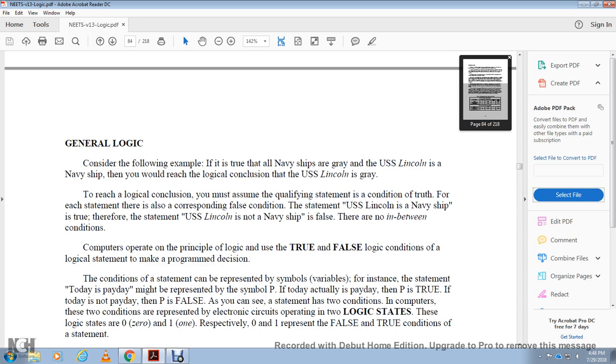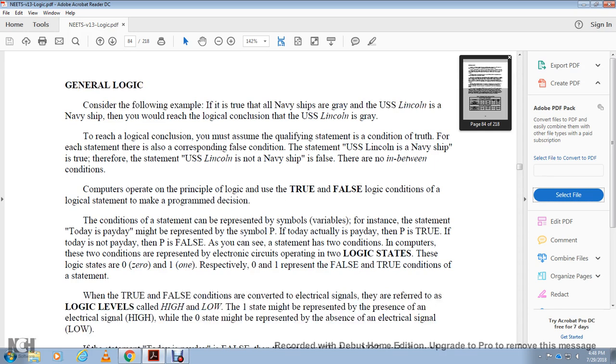As you can see, the statement has two conditions. In a computer, these two conditions are represented by an electronic circuit operating with two logic states. These logic states are 0 and 1. Respectively, 0 and 1 represent the false and true conditions of the statement. When true or false conditions are converted to electrical signals, they are referred to as logic levels, also called high and low. The 1 state might be represented by the presence of an electrical signal, high, while the 0 state might be represented by the absence of an electrical signal, low.